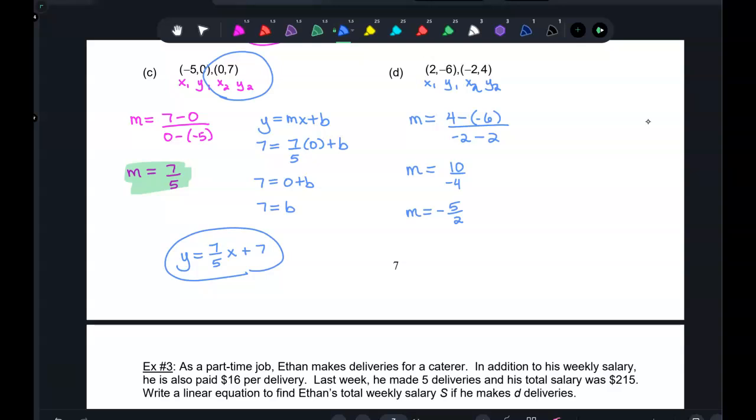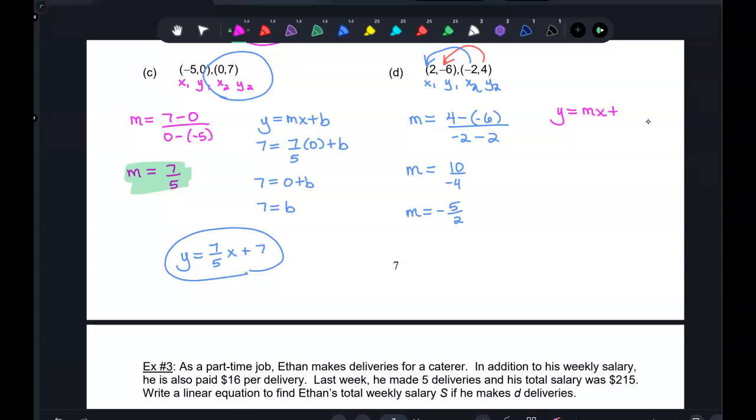So here's what you have to remember. When you're subtracting, you're doing 4 minus negative 6, and then you're doing negative 2 minus 2. Do you see that? Okay, now we're not done. What's the next step? Can you do the second one?